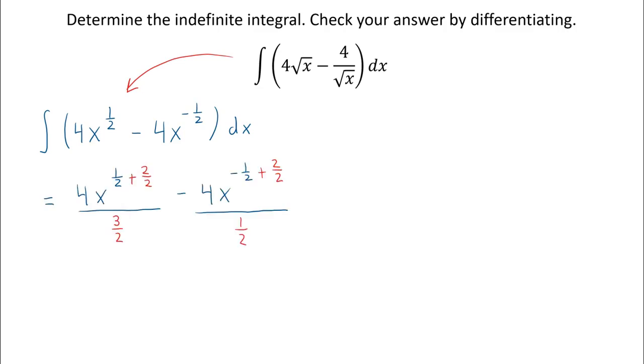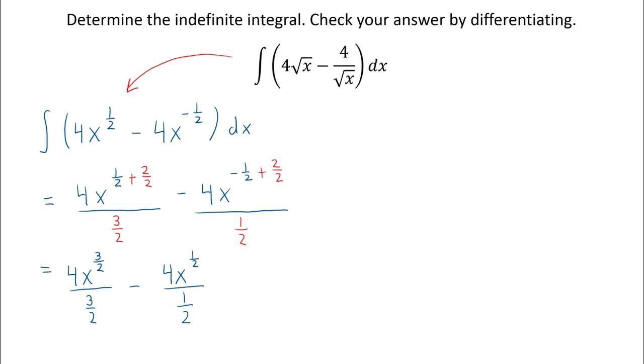Anti-differentiate by adding 1 to each exponent in each term and then dividing each term by the new exponent. So that'll give us 4x to the 1/2 plus 2/2 over 3/2 minus 4x to the -1/2 plus 2/2 over 1/2. It's important to note here that once we've taken the steps to anti-differentiate the integrand, the anti-differentiation sign or the integral sign disappears. It goes away because we've done what it has asked us to do.